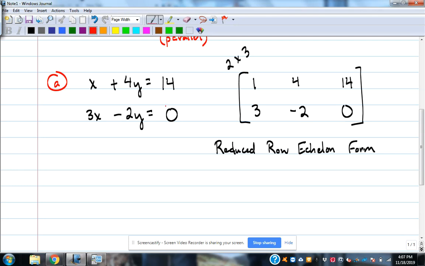Reduced row echelon form was created by this pair of people. One guy's last name was Gauss, and the other one was Jordan, not Michael Jordan, but maybe a different Jordan. Anyway, reduced row echelon form. I'm highlighting the first letters because that's what we're going to have to look for on the calculator: RREF. So the first thing we want to do is put this into our calculator.